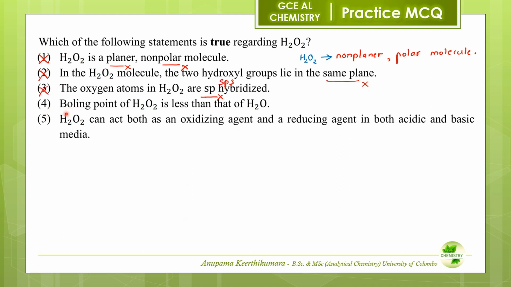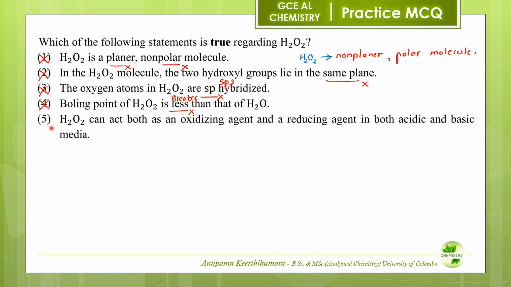Fourth statement: boiling point of hydrogen peroxide is less than that of water. Both hydrogen peroxide and water have intermolecular hydrogen bonds, but when it comes to the boiling point of these molecules with different masses, we have to consider the molecular mass. Molecular mass of hydrogen peroxide is 34 and the molecular mass of water is 18. Therefore, boiling point of hydrogen peroxide is greater than that of water. Therefore, the fourth statement is also incorrect.